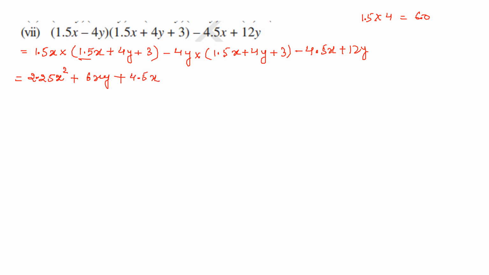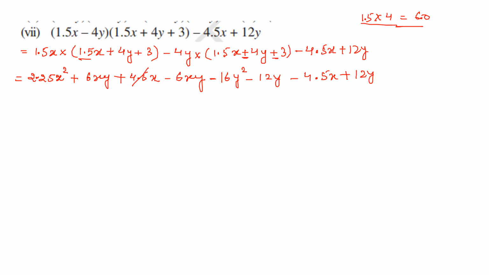Then again minus 4 into 1.5. Just now I did the multiplication over here. So again it is going to be 6xy, and then because of the minus sign before the bracket, this plus will change to minus, and 4 into 4 will give 16, y into y is y square. Again this plus will change to minus, and 4y into 3, 4 into 3 is 12, and then minus 4.5x plus 12y. Now you can see so many things will get cancelled out.